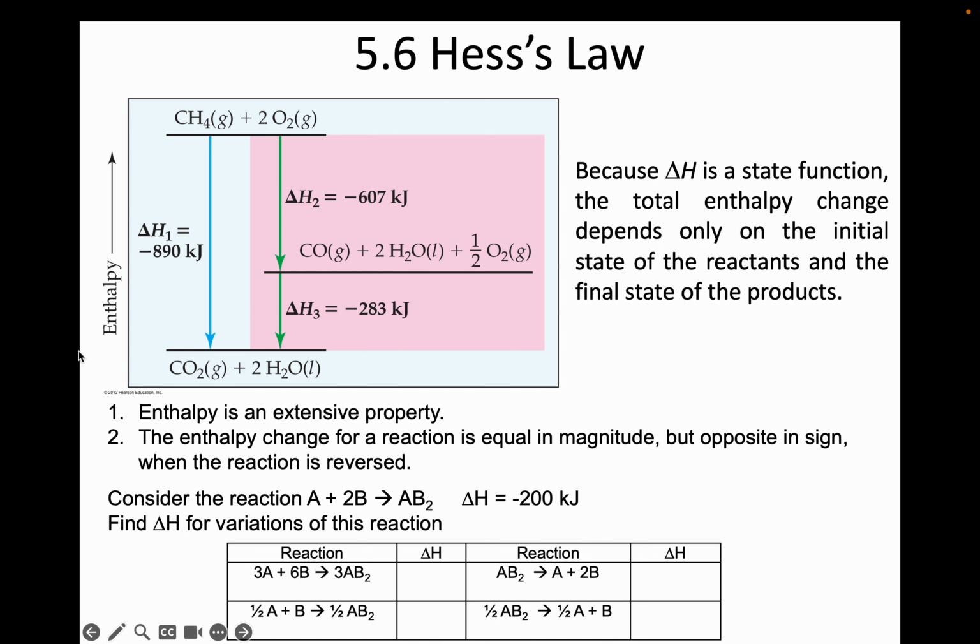Let's say we had this reaction, A plus 2B to give me AB2, and we have an enthalpy change of minus 200 kilojoules when these are the coefficients as written. So if we were to vary those coefficients, we would vary the delta H because enthalpy is an extensive property. So if we were to triple all the coefficients, the enthalpy change would be tripled.